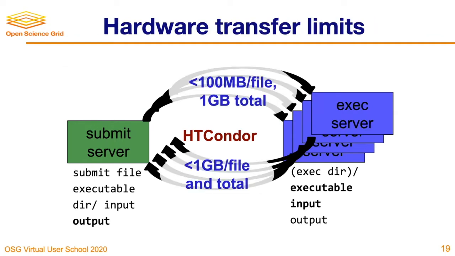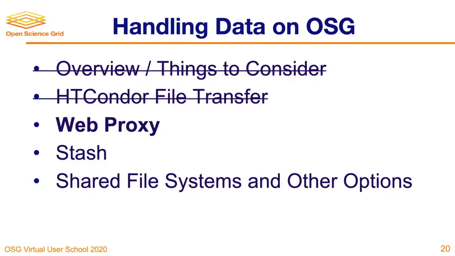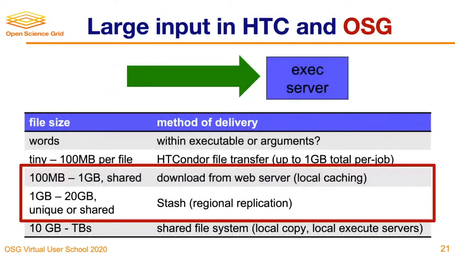So as we talked about, about a gig is generally a good size for HTCondor file transfer. It's a good balance between speed and functionality. When you start looking at any input or output that's going to be bigger than a gigabyte, then you want to consider some of these alternate options. And the first one we're going to talk about is using a web proxy. So web proxy and Stash are generally what I recommend for anything over a gigabyte.